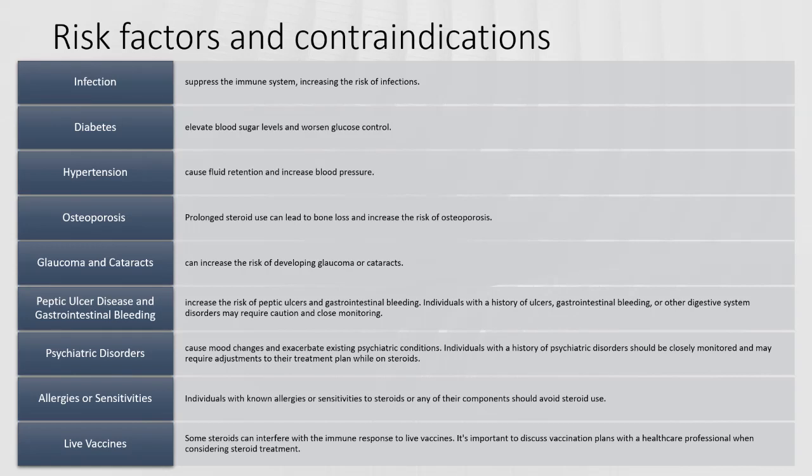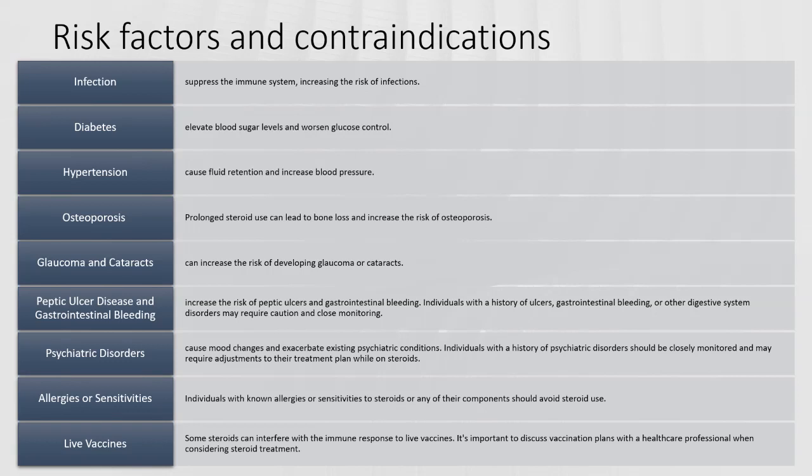Infection. Steroids suppress the immune system, which increases the risk of infections. Patients on steroids need to be vigilant about signs of infection and practice good hygiene to minimize this risk. Healthcare providers should monitor for infections and consider prophylactic measures if necessary. Diabetes. Steroids can elevate blood sugar levels and worsen glucose control, which is particularly concerning for individuals with pre-existing diabetes. Regular monitoring of blood glucose levels and adjustments in diabetes management plans are essential when using steroids.